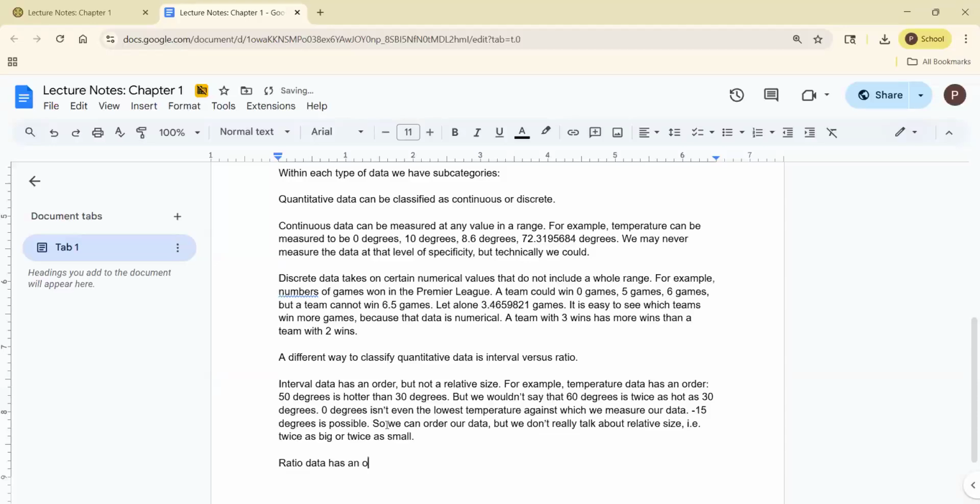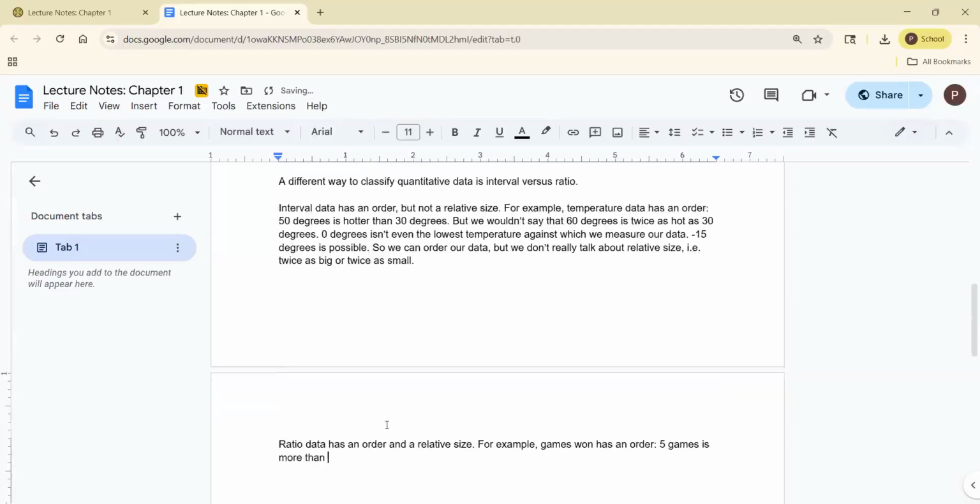Ratio data has an order and a relative size. For example, games has an order, 5 games is more than 3, and it has a relative size. 8 games is twice as many as 4 games.